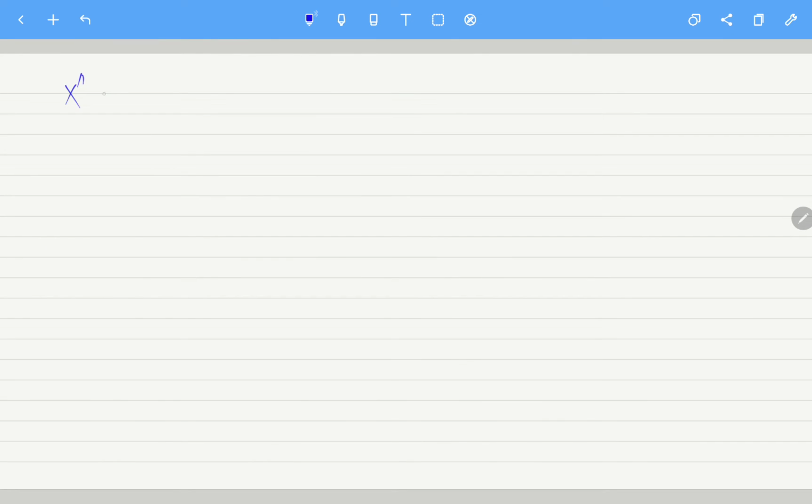X double prime minus 10x prime plus 25x equals 0, and then we already know xc, x_c1, to be c1 exponential to 5t. Okay, so here we assume x(t) to be exponential to 5t times g of t. So let's just plug this one here.